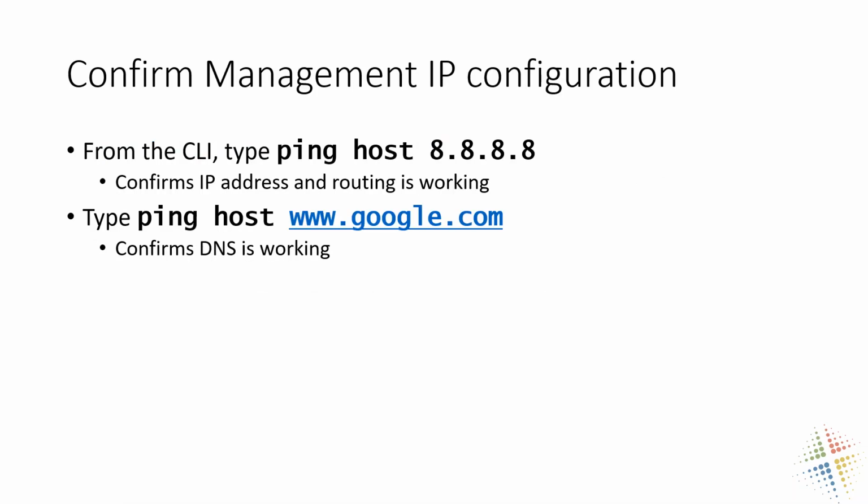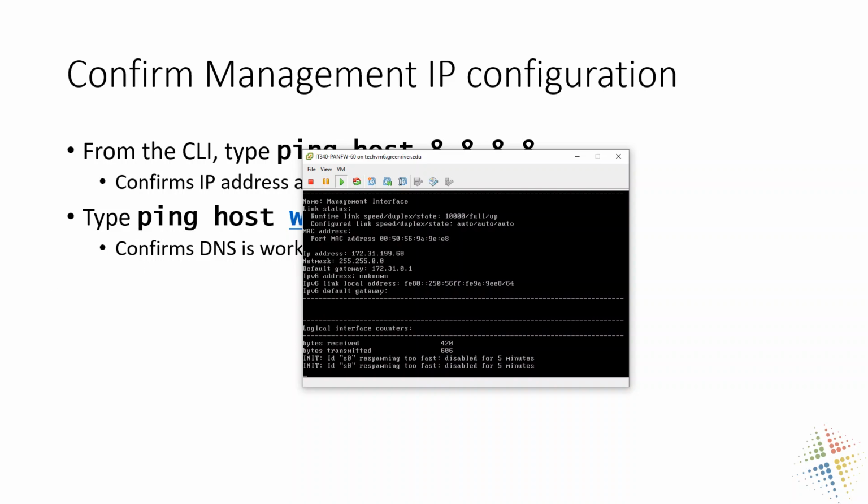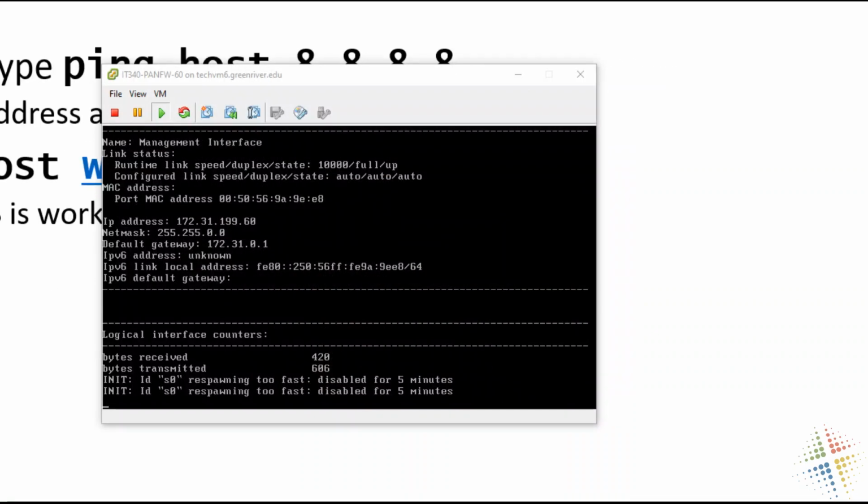Last but not least, now that we've configured the IP, we've configured DNS, we've configured the gateway, how do we make sure all of this is working? That's probably the most important part. We've made a change. How do we know it's actually doing what it was supposed to do? Well, from the command line, we can test it. So let's go ahead and get back into the command line here.